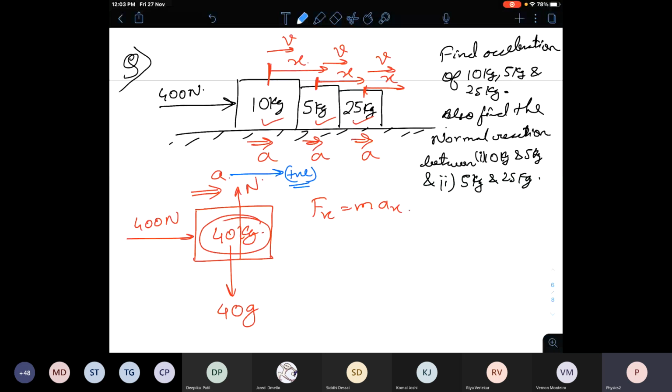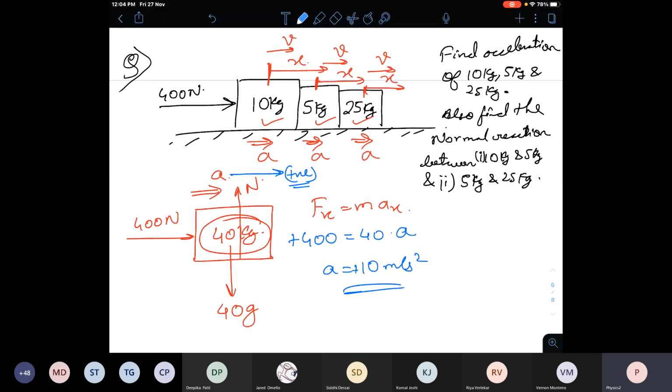So the force can be written as plus 400, because there is only one force acting on it, in the right hand direction. This is equal to m, which is 40, times ax, the acceleration in the x direction, in the positive direction only, so plus a. From here you can solve and get the value of acceleration as 10 meters per second square.